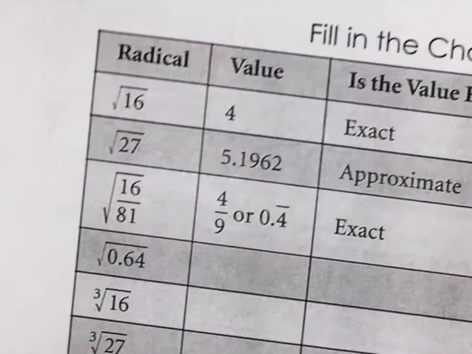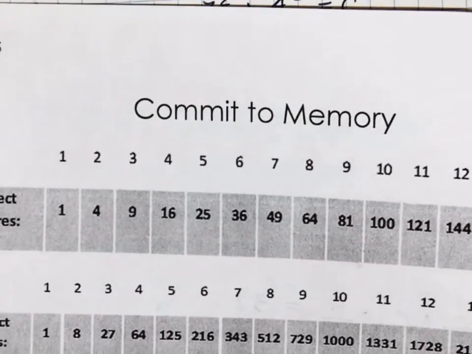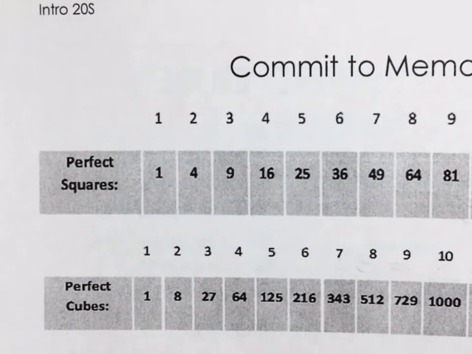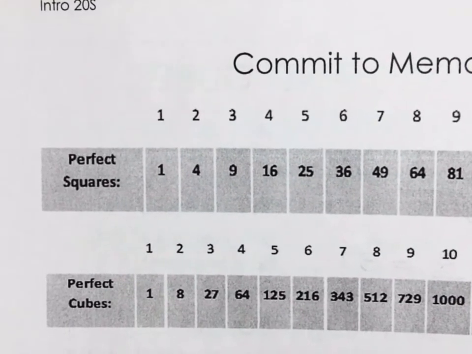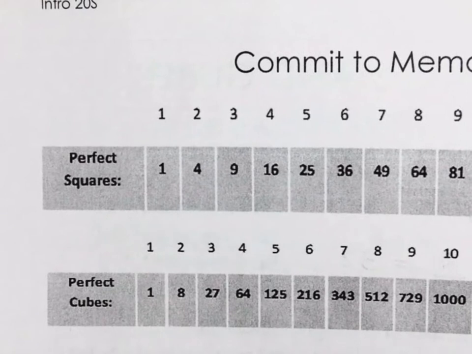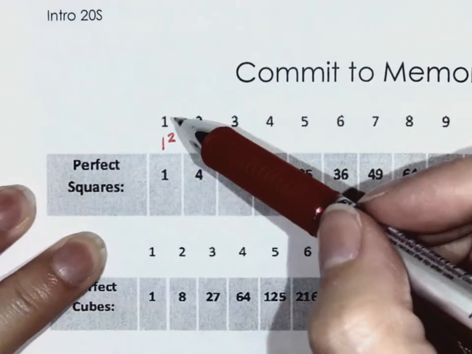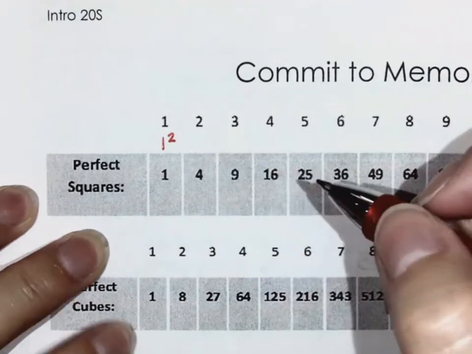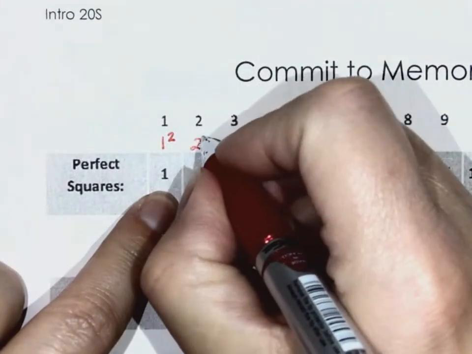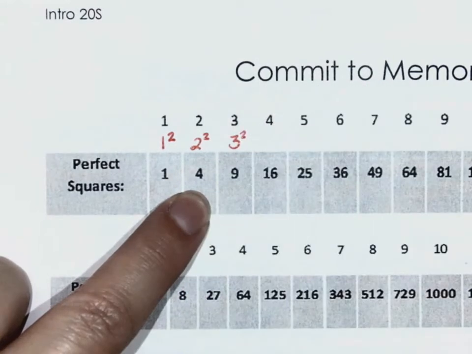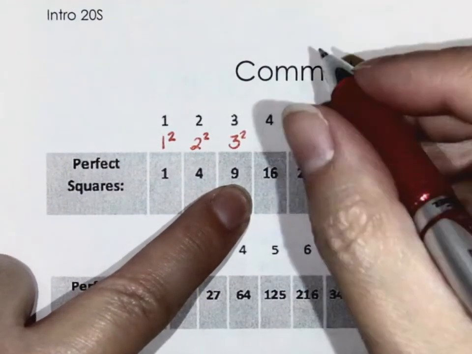All right, so now you're going to have to commit some stuff to memory. Perfect squares. Do you guys remember what this means? So that means perfect square. What's 1 squared? 1. What's 2 squared? 4. 3 squared? 9. 4 squared.